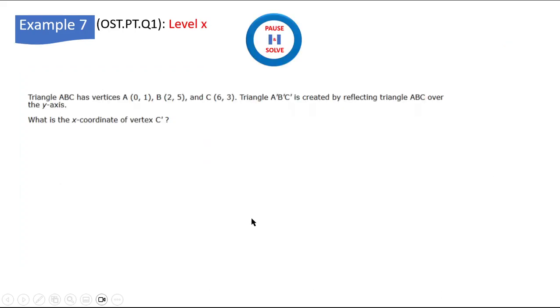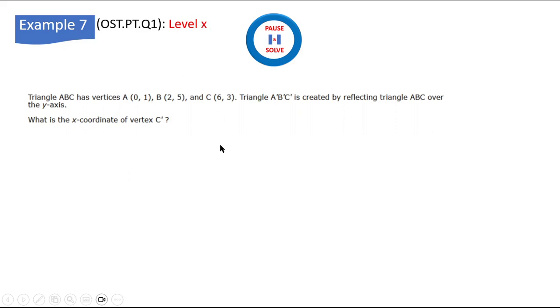Example 7. Triangle ABC has vertices (0, 1), (2, 5), (6, 3). A prime, B prime, C prime is created by reflecting triangle ABC over the y-axis. What is the x-coordinate of vertex C prime? This is really easy, so it's a level 1 actually.